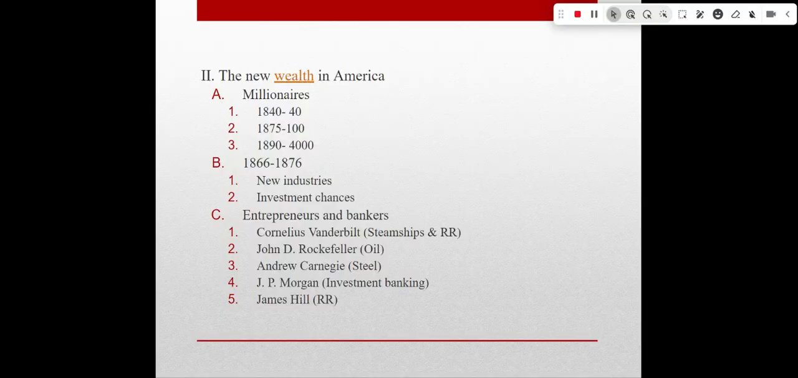Now, a more interesting number, however, is this one right here. So, 35 years, you go from 40 to 100 people being millionaires. In 1890, that number jumps from 100 to 4,000. That is a massive increase in people.